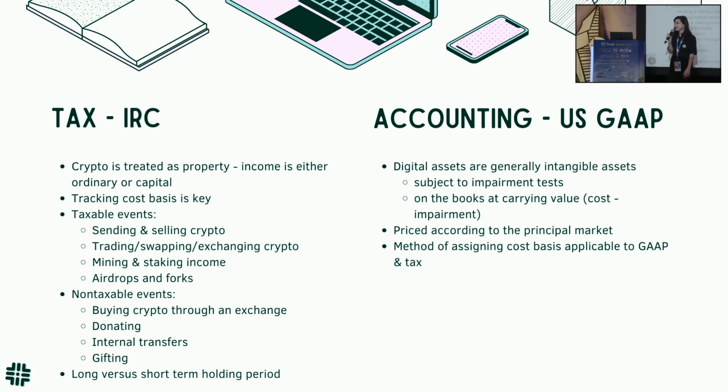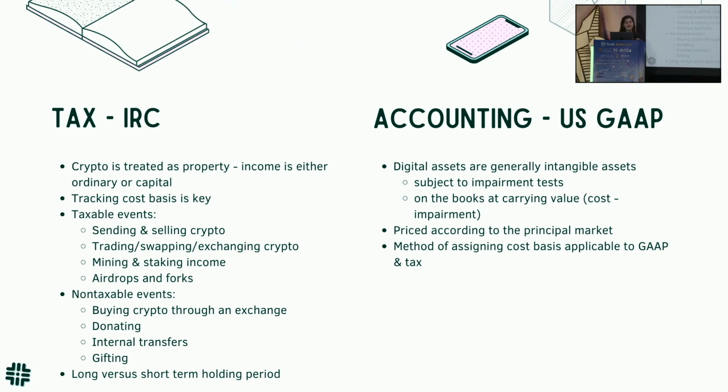And then I just want to touch base real quick on assigning cost basis methods. You might have heard of LIFO, FIFO, HIFO, or Spec ID. There's a bunch of them, but it's just a way to assign a unit of cost basis to your digital assets that are leaving. Just note that that applies to both tax and GAAP.